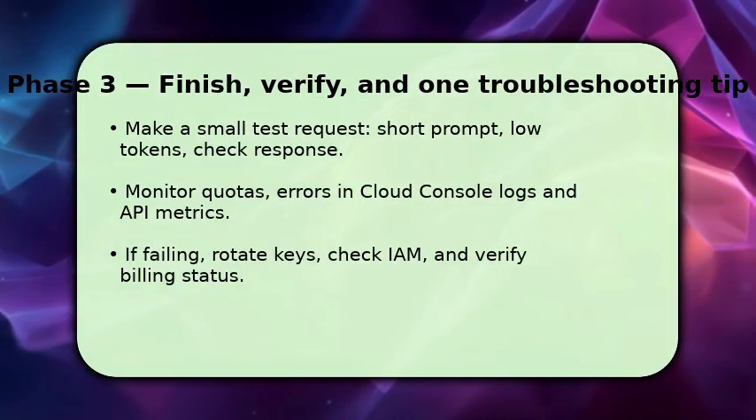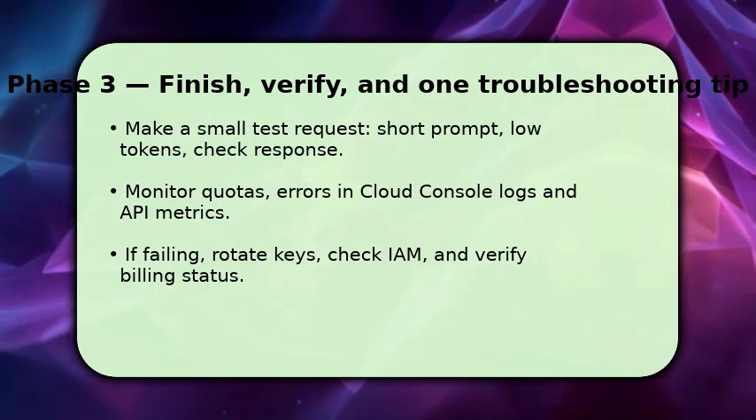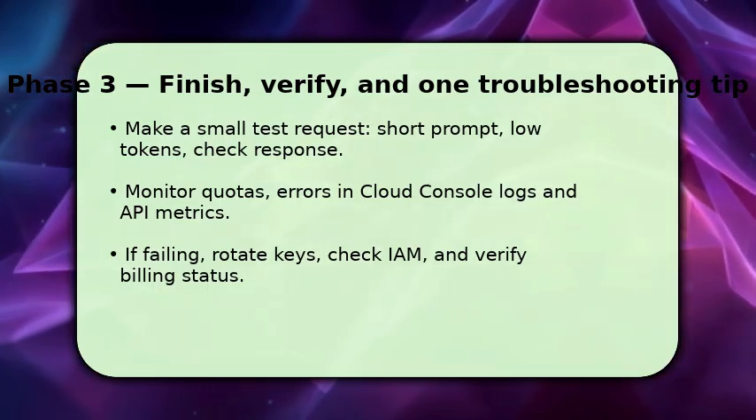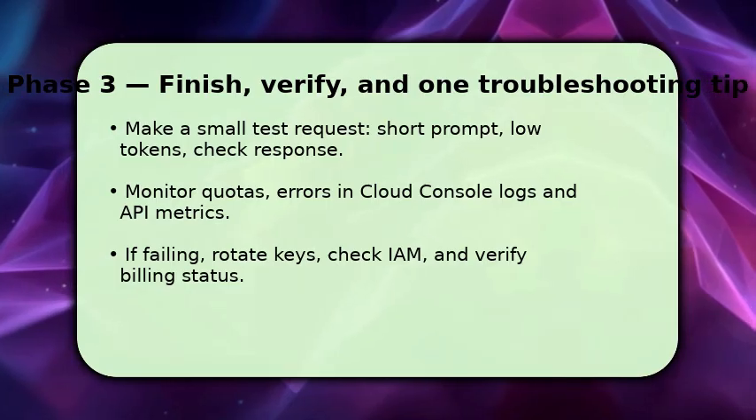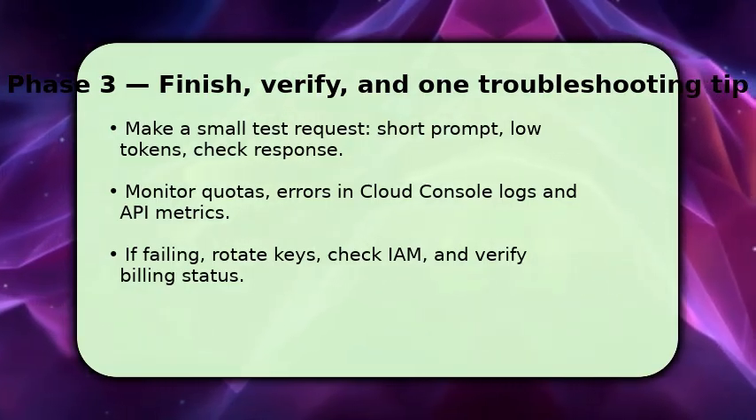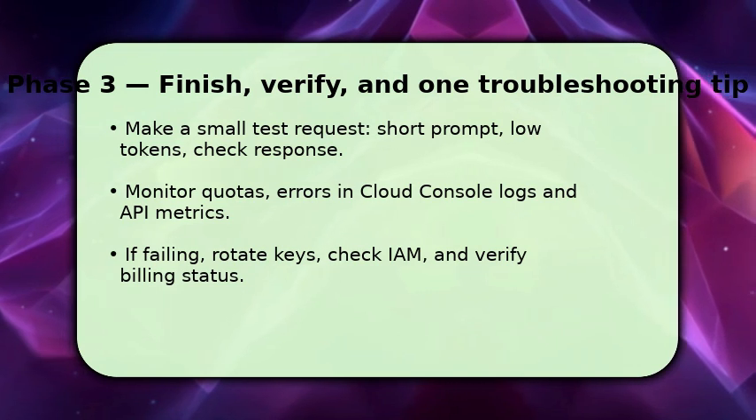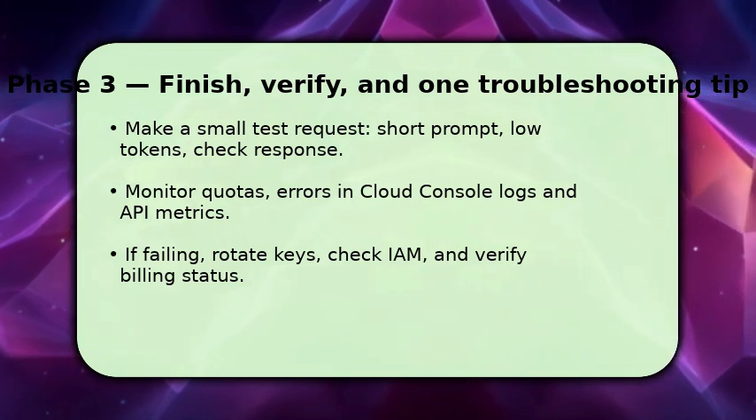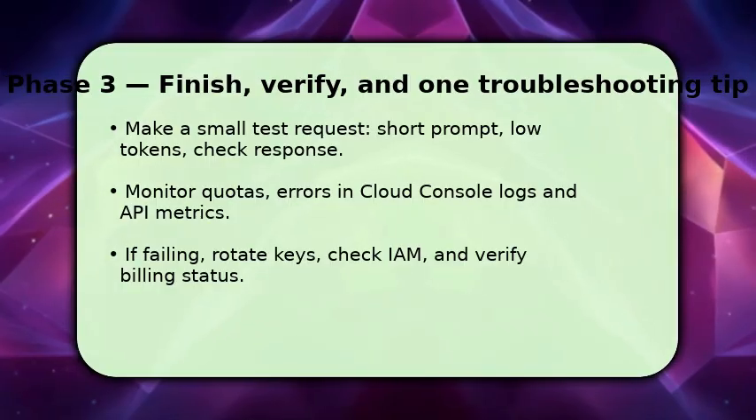Make sure to monitor Cloud Console logs and API metrics for rate limits or errors. If something breaks, rotate the service account key, confirm IAM permissions, and verify billing is active. Those 3 fixes resolve most issues. Finally, document your setup for repeatability and secure the key.